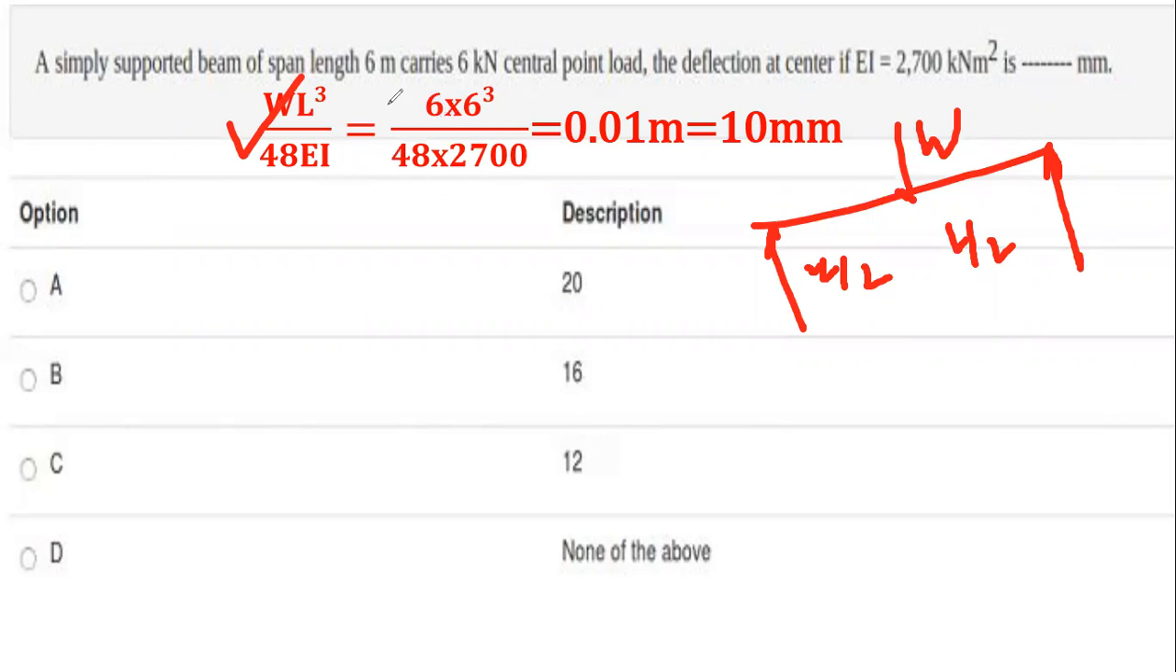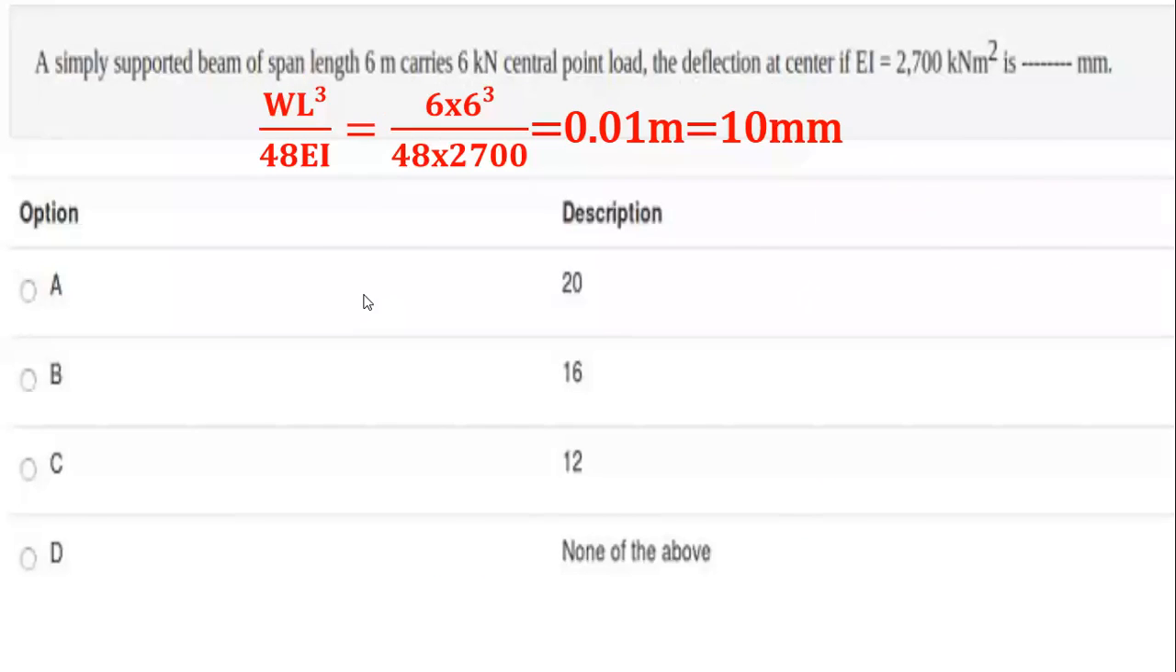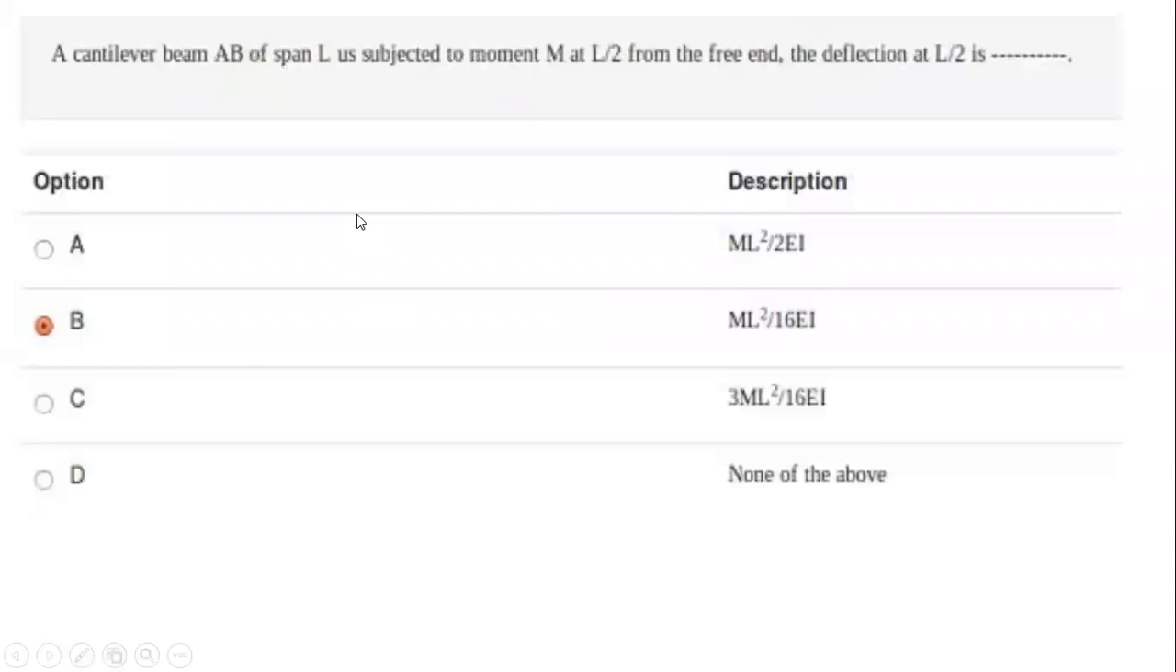So if you solve this, we get the answer as 0.01 meter. If you want to convert this into mm, multiply with 1000. So the answer will be 10 mm. 10 mm is the deflection at center. Here 10 mm is not among the options, so the correct answer is option D, none of the above.